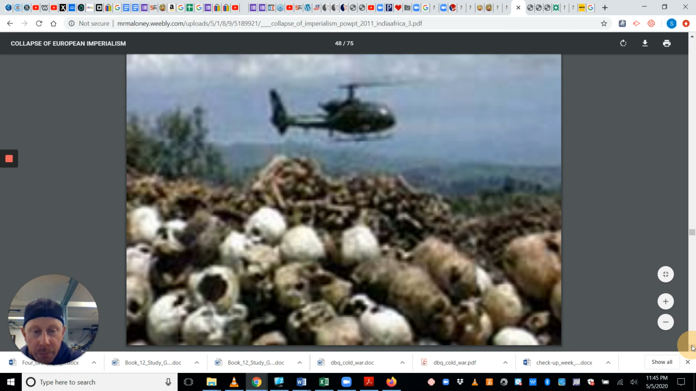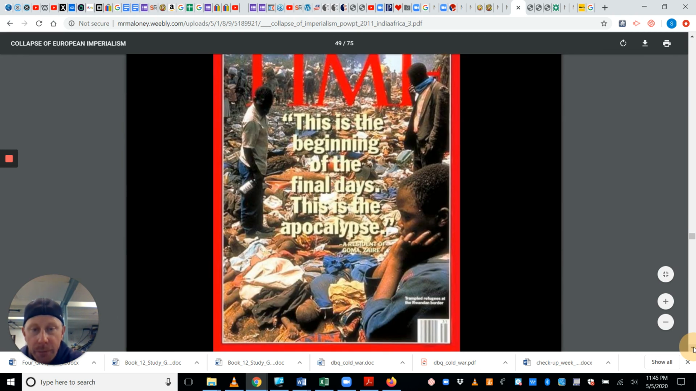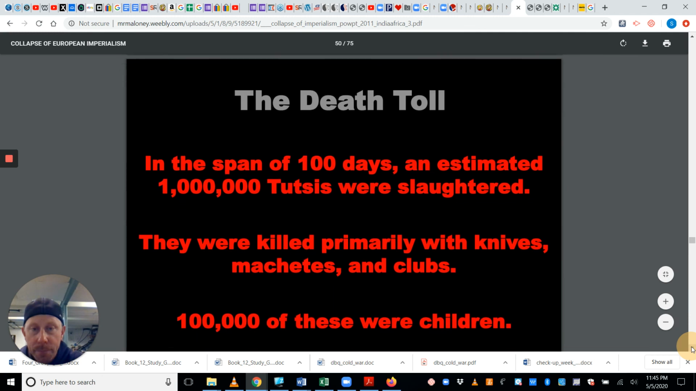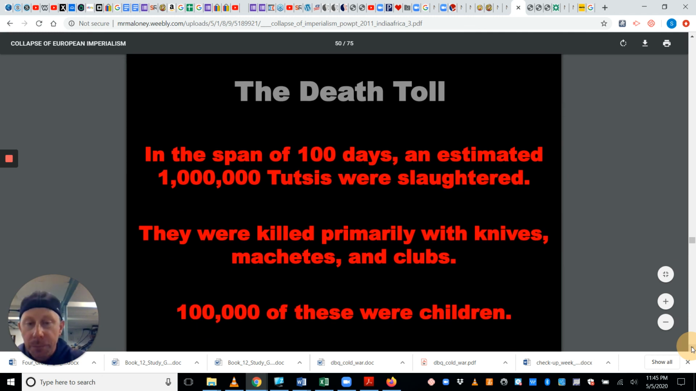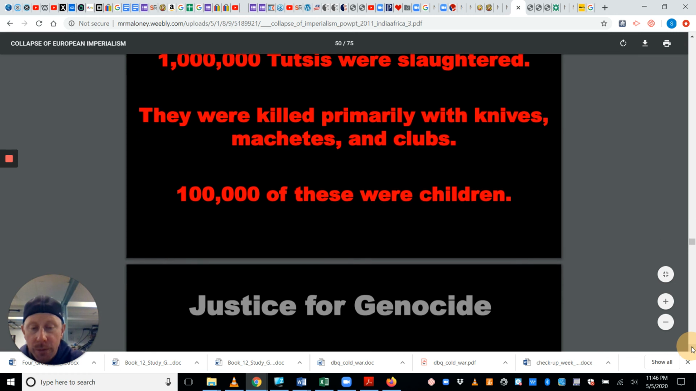Here's more pictures, helicopter flying over, dead bodies and skulls. It's just gruesome to see all these people that were killed. And here, this is the beginning of the final days. This is the apocalypse. A quote from a resident of Goma, Zaire, as he sees all these people that were brutally murdered in this horrible genocide. The death toll: in the span of 100 days, an estimated 1 million Tutsis were slaughtered. They were killed primarily with knives, machetes, and clubs. 100,000, 1 out of every 10 of these were children.